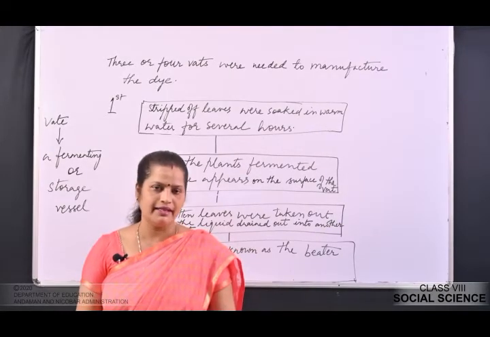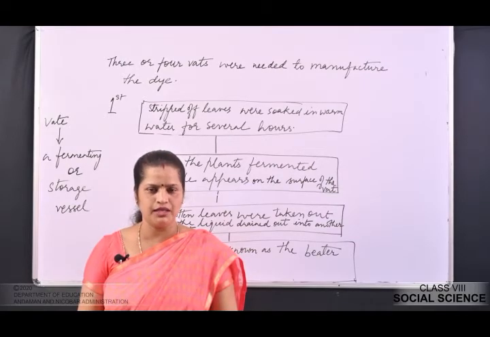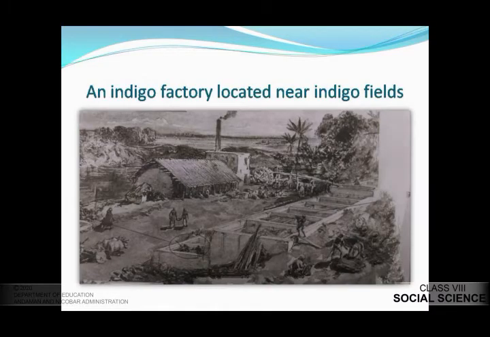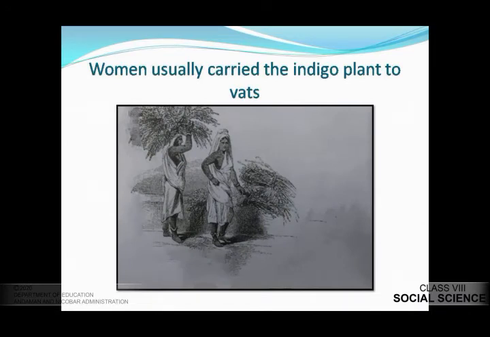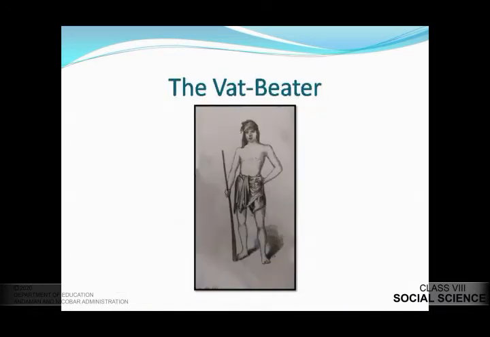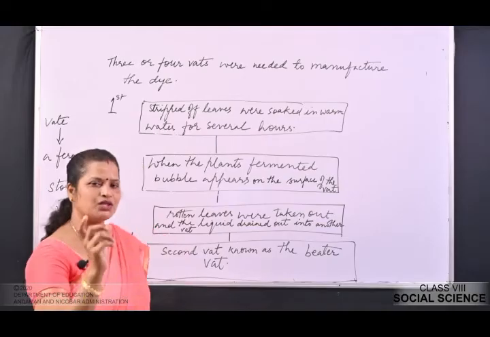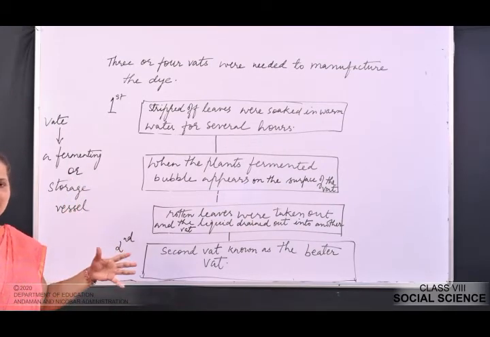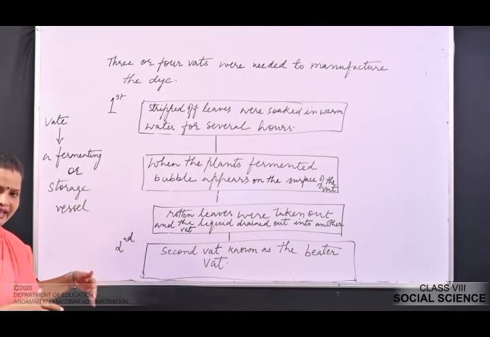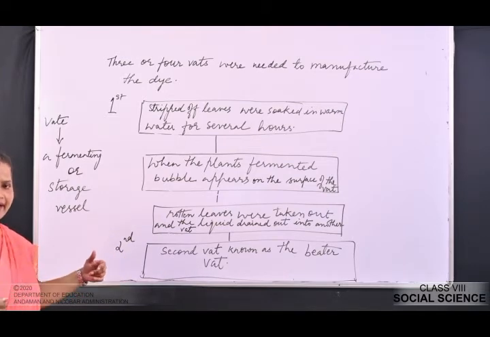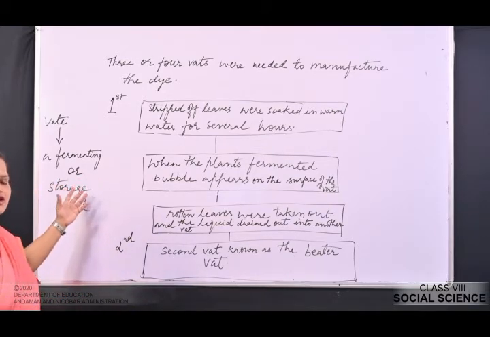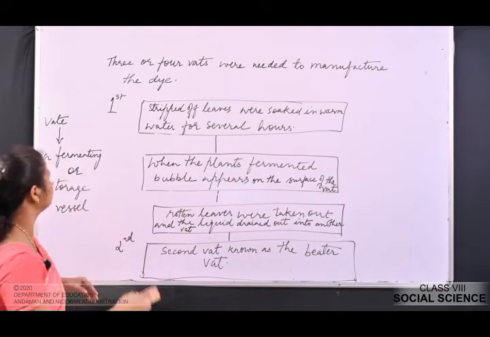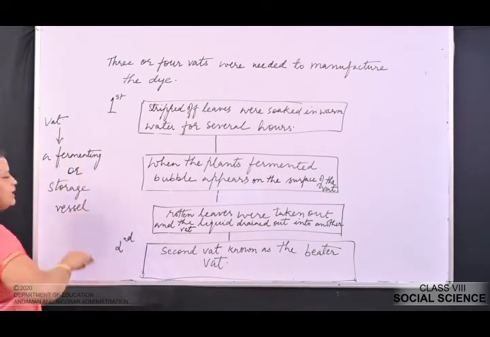So my dear students, let's see how indigo was produced. Just look at your screen, you can see some pictures. An indigo factory located near indigo fields. Then women carrying the indigo plant to the vats, and also you can see the picture of the beater. Now what is this vat? A vat is a fermenting or storage vessel. It was a vessel for making indigo, a blue dye, and that vessel is called a vat.